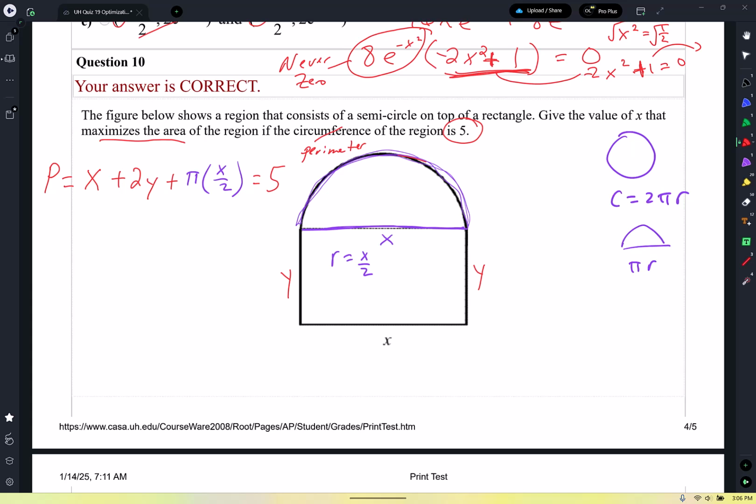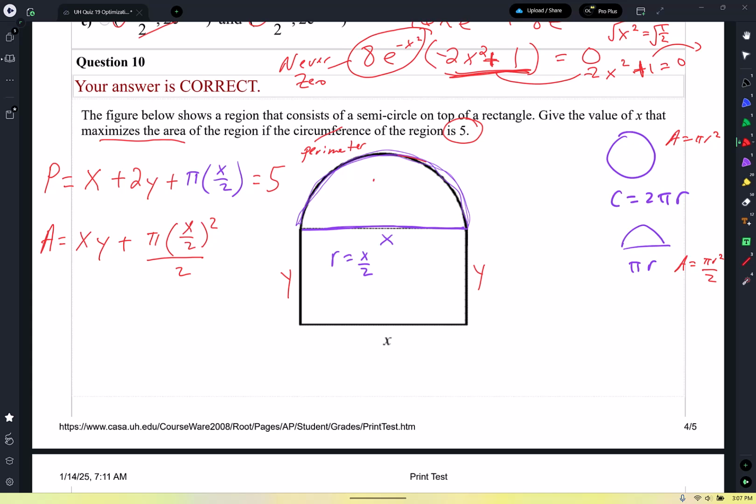All right, so let's make this pretty first. What do I want to maximize? Area. What's area? X times y plus, and this is area of a circle. I'll write it right here. Area is pi r squared, but area of a semicircle is pi r squared divided by 2. So I'm going to write area is xy plus pi parenthesis x over 2 close it squared divided by 2.